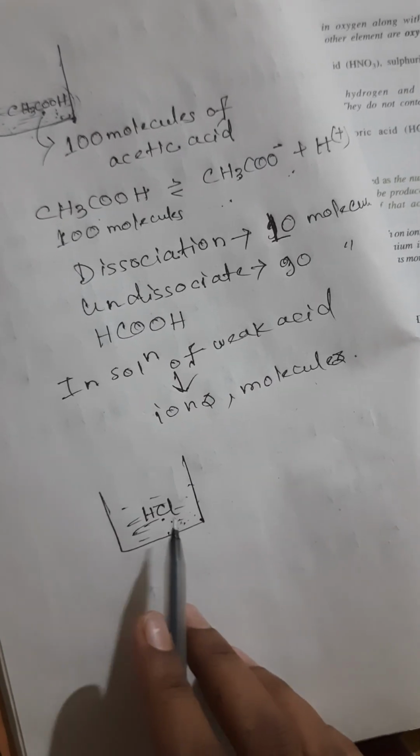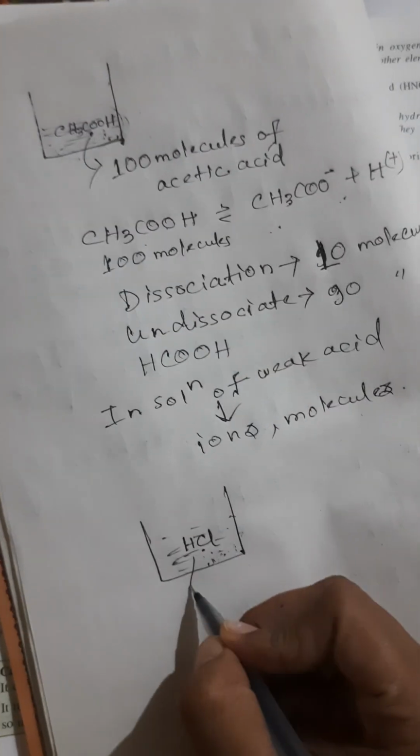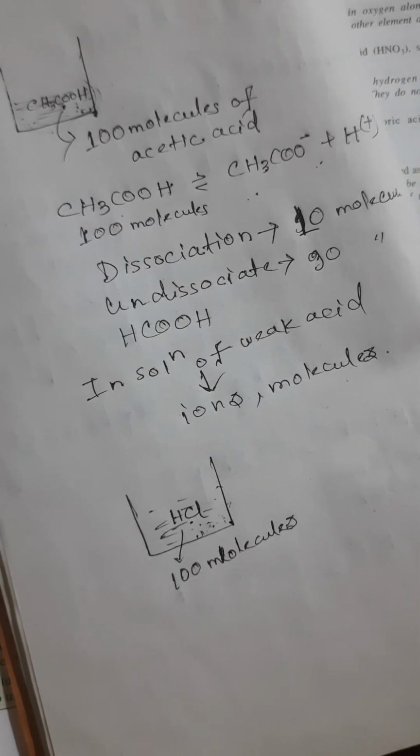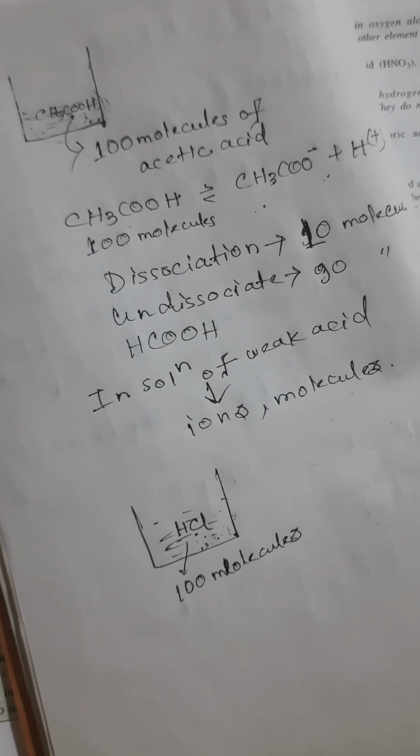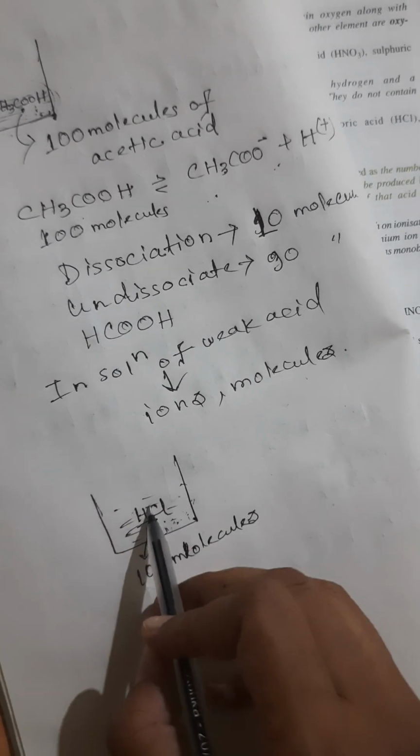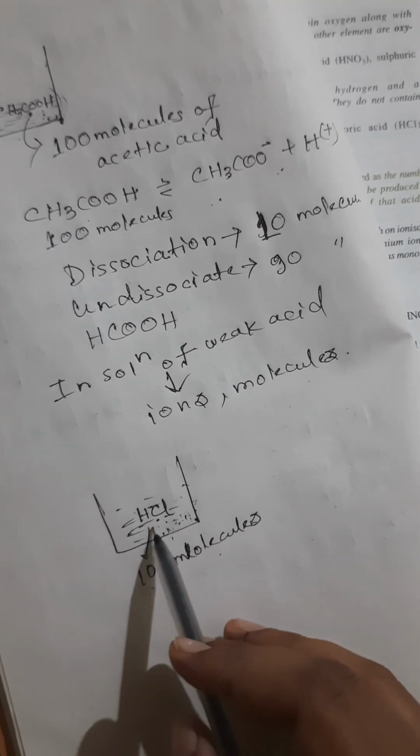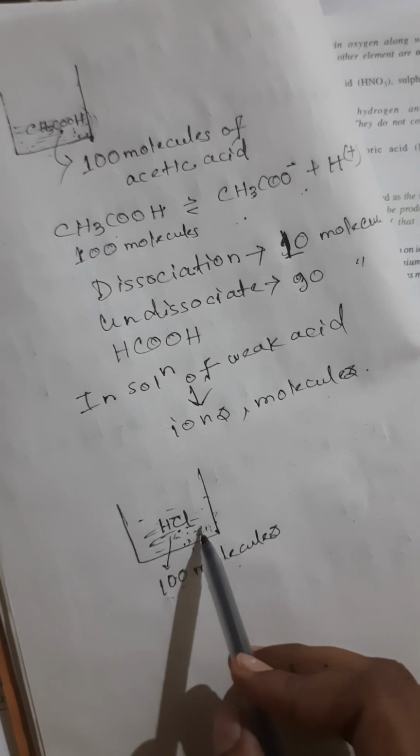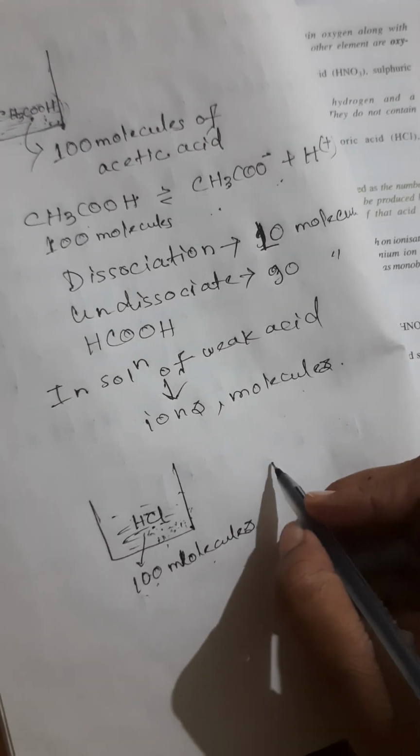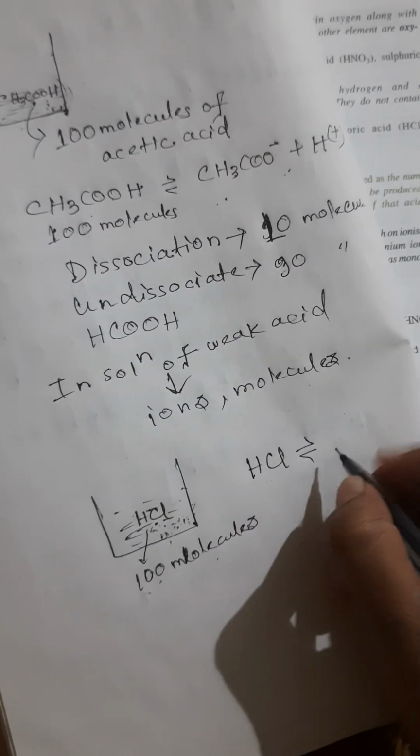Now if we take some amount of HCl in a beaker, then what happens? Let us consider 100 molecules of HCl present in this solution. After that, complete dissociation takes place. In the case of strong acid or mineral acid, they are generally strong, which means complete dissociation takes place. If I have taken 100 molecules of hydrochloric acid, then 100 molecules will dissociate and give us completely 100 molecules of H plus ion and 100 molecules of Cl minus ion. Is this clear?